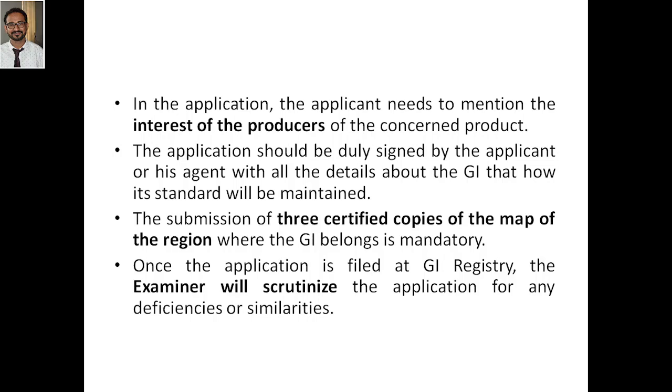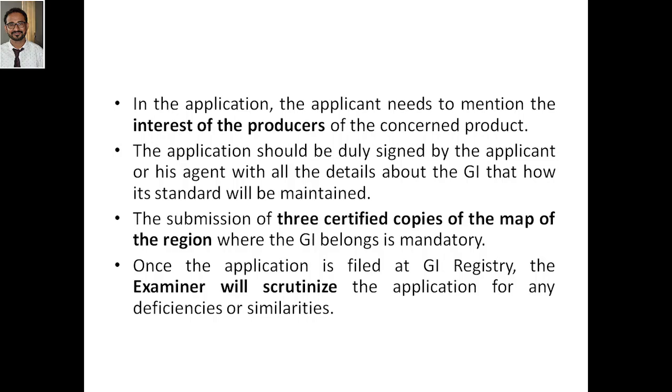They have to submit 3 certified copies of a map, so that particular region's map, three different copies they have to submit, where the GI belongs to is mandatory. Now, once the application is filed at the GI registry, what happens?